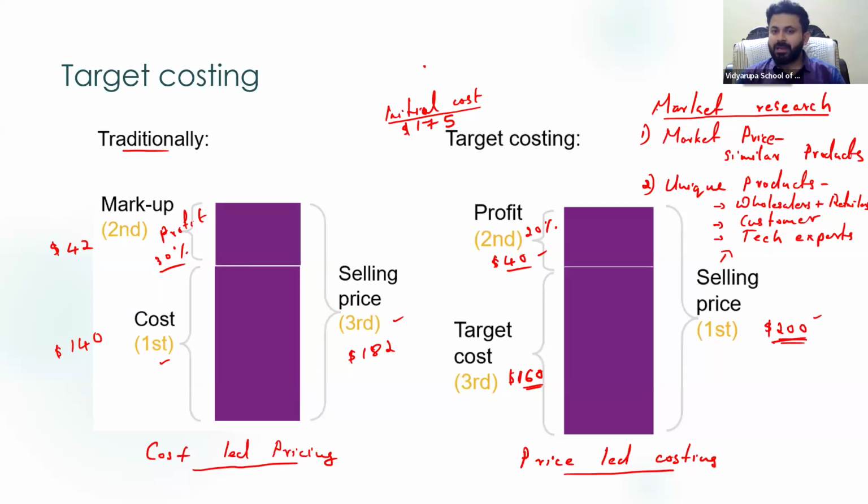Let me repeat myself again. The difference between the initial cost of a product or a service, the initial cost, which they may call the actual cost or the estimated cost, and the target cost.